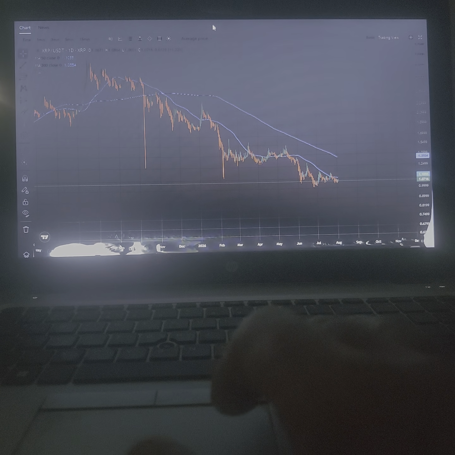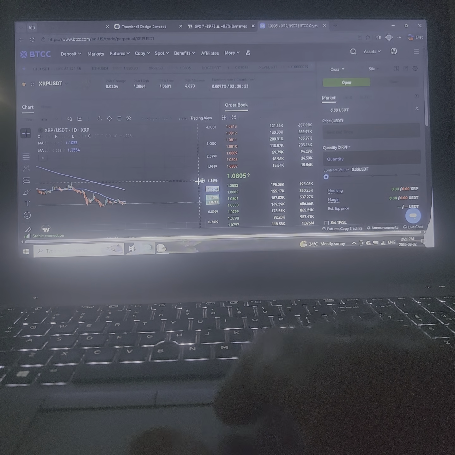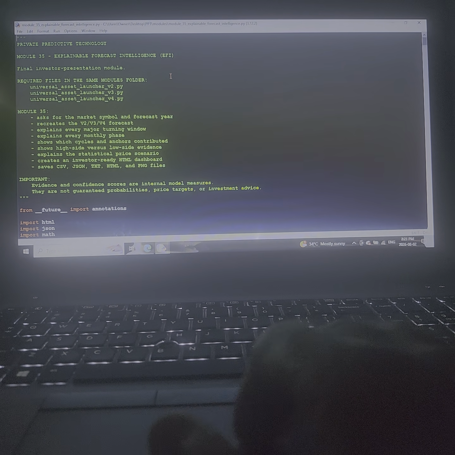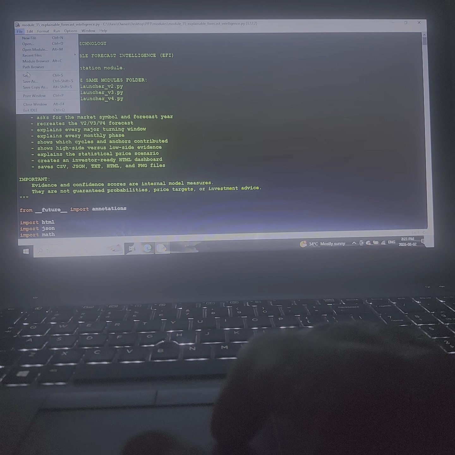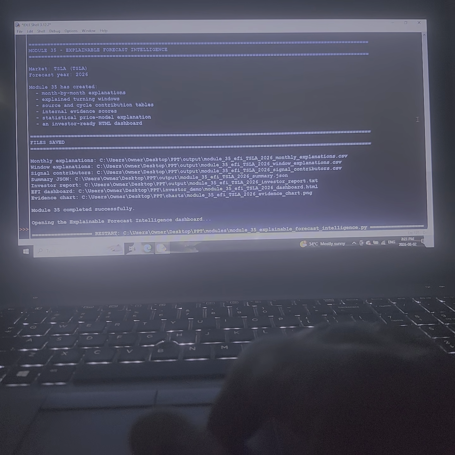Okay, today we're going to be talking about XRP, and I've just populated the chart. We're going to run the Python program right now. Let's go ahead and get the module up. Here's the module. We're going to now run the module for XRP. It's just going to take a moment to run the program, and then we can input the data and get an output for XRP.